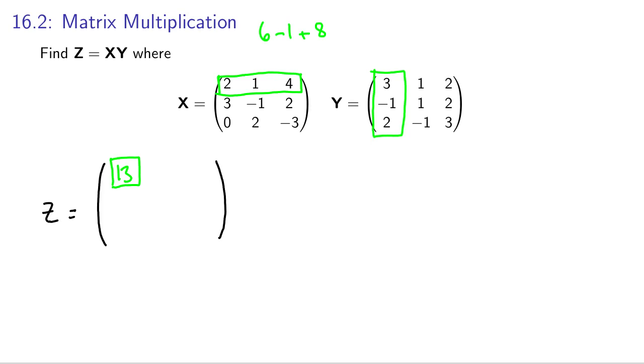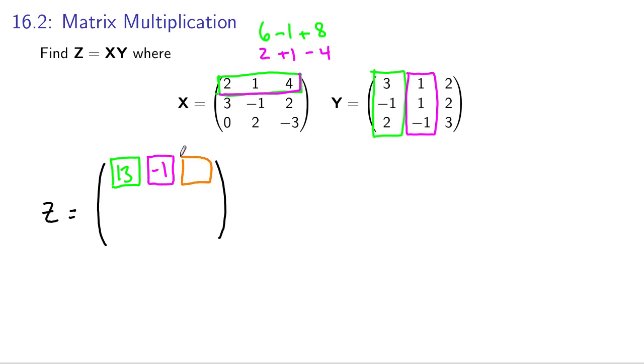So we'll choose a different color. Next entry, the first row, is going to be the first row, which was in green. So it'll be this first row and the second column. So we'll have 2 times 1 is 2, 1 times 1 is 1, 4 times negative 1 is negative 4. 2 plus 1 is 3, 3 minus 4 is minus 1. So we'll get minus 1 in this entry for Z.